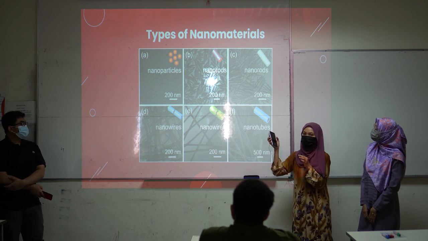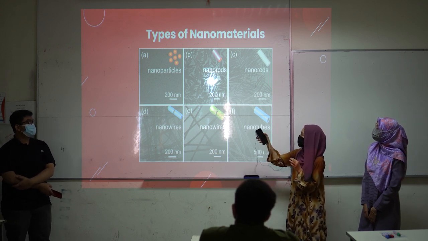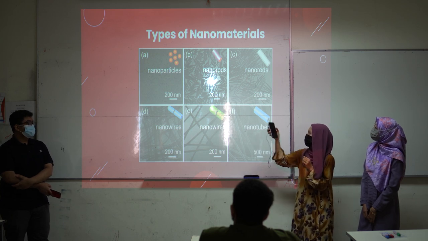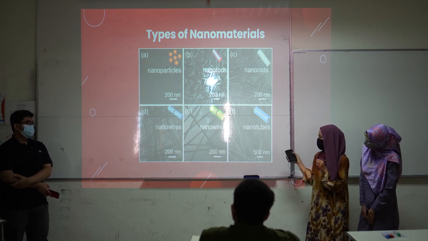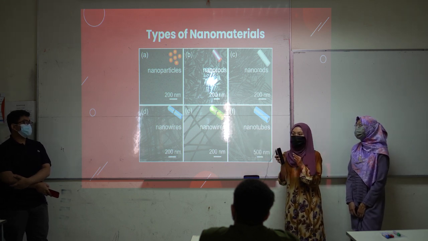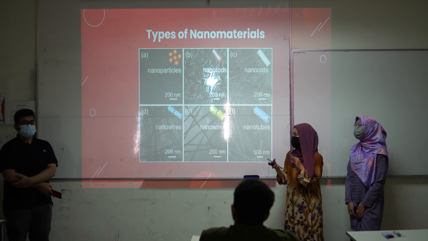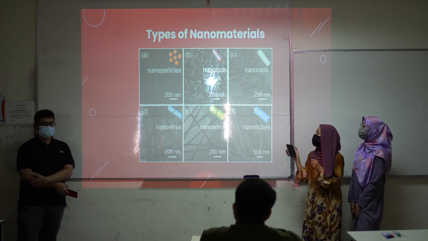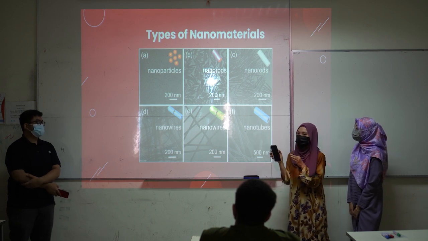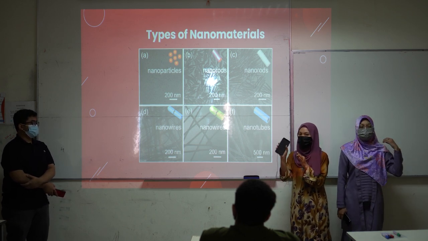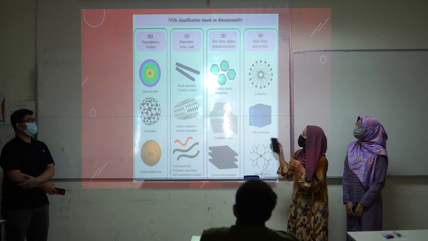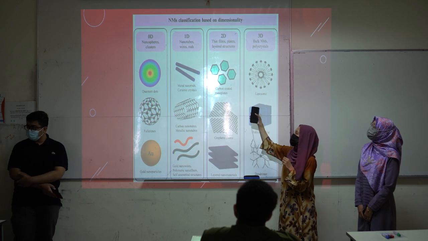Okay, so there are many types of nanomaterials. We have nanoparticles, nanorods, nanowires, and nanotubes. But among all of these, nanorods, nanowires, and nanotubes are more famous and common. If you can see from this, all these three have a common shape, which is cylinder, rod-like. So they all belong to one-dimensional nanomaterials.